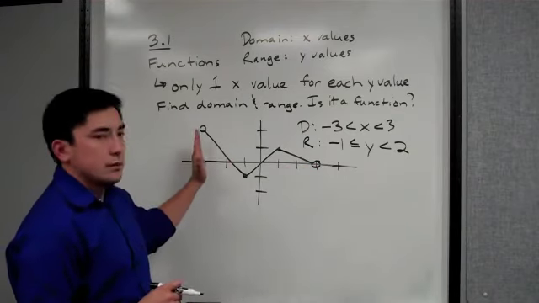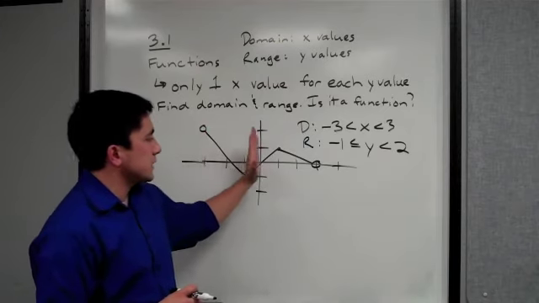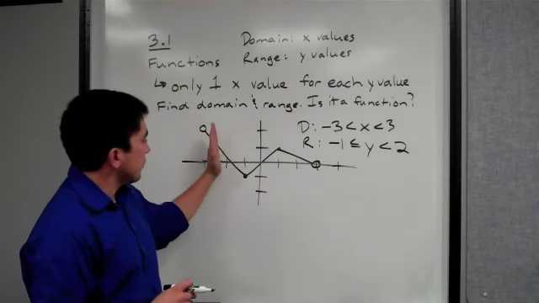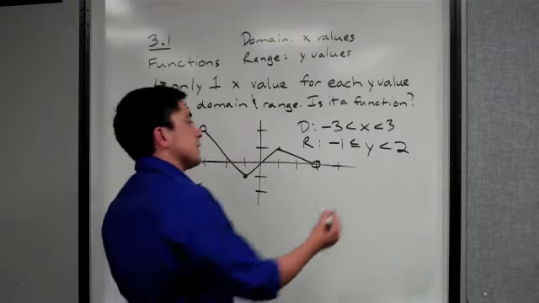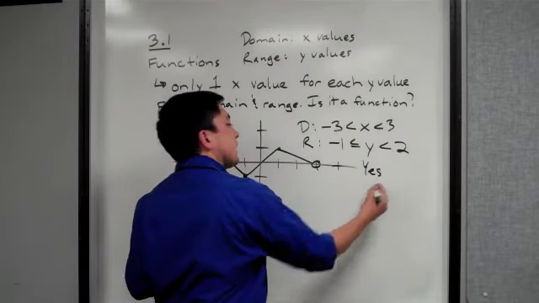Now, is it a function? Well, this would pass the vertical line test. Notice that there's no point where it crosses my hand twice. So yes, this is a function.